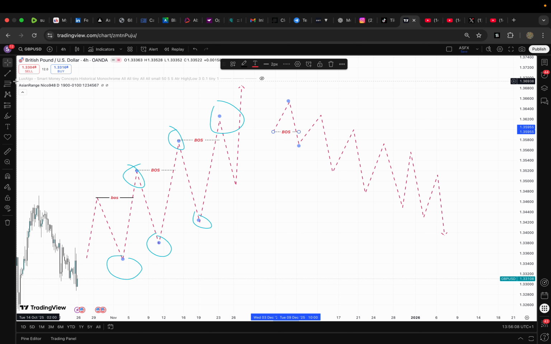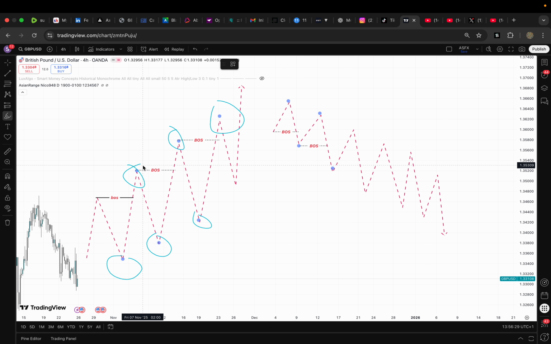sellers are in control, and then we can see again we mark out the structure point from this lower high to this lower low, and price has broken structure here. We can confirm that sellers are in control. And in a bearish market, if as a beginner, if you're trying to still understand how to identify structure, you just need to get familiar with using your highlighter tool.